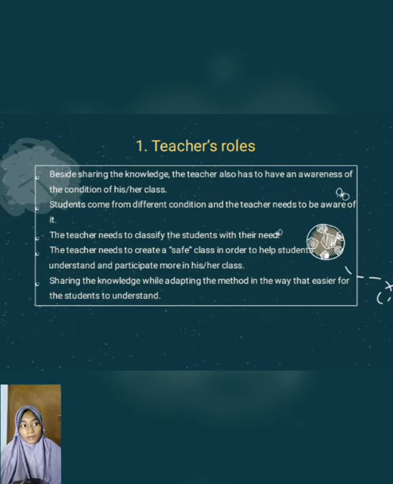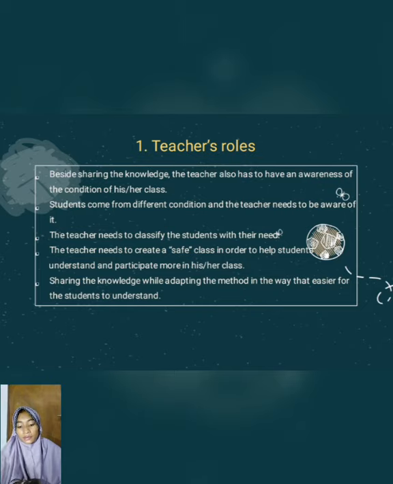And the fourth point is the teacher needs to create a safe class in order to help students understand and participate more and more in his or her class. So a safe class is a condition where the students feel comfortable in it.